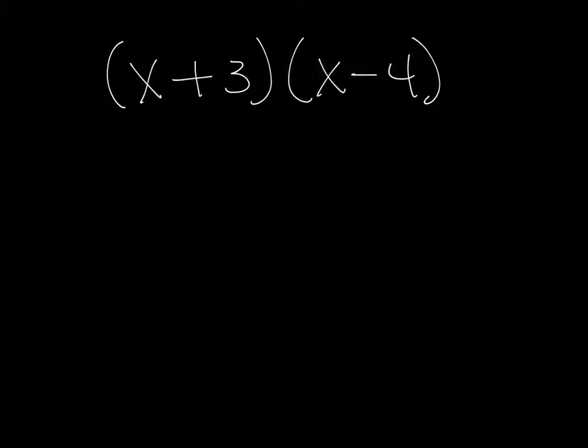So how about if I have x plus 3 times x minus 4? Alright, again, we're going to FOIL. So the F stands for first terms. So when I take x times x, that is x squared.